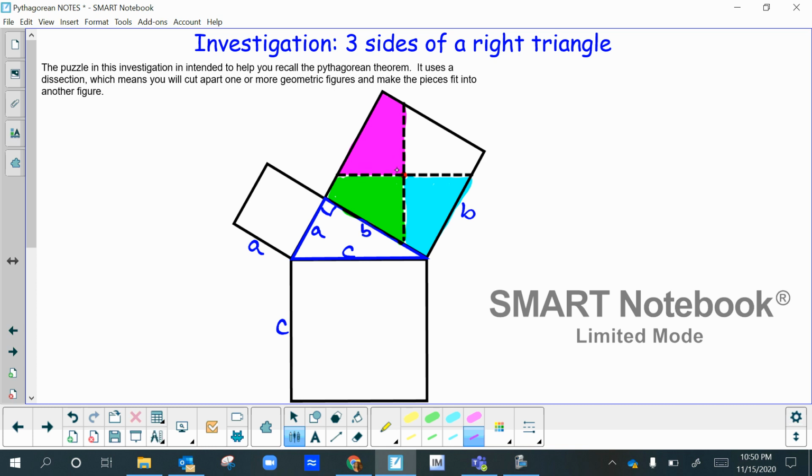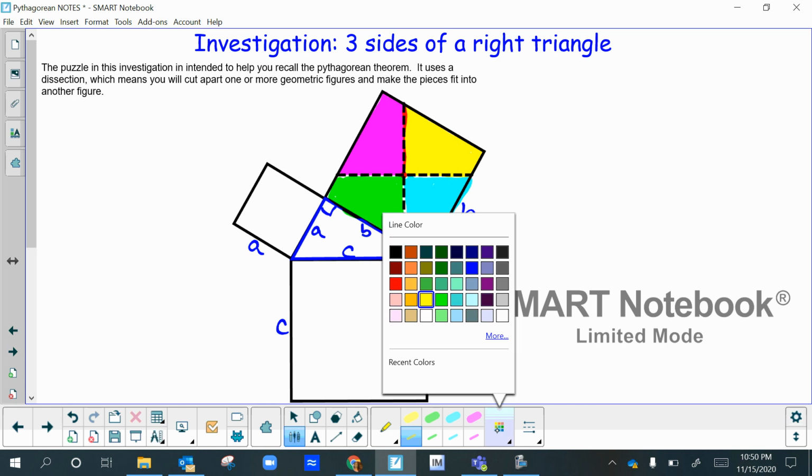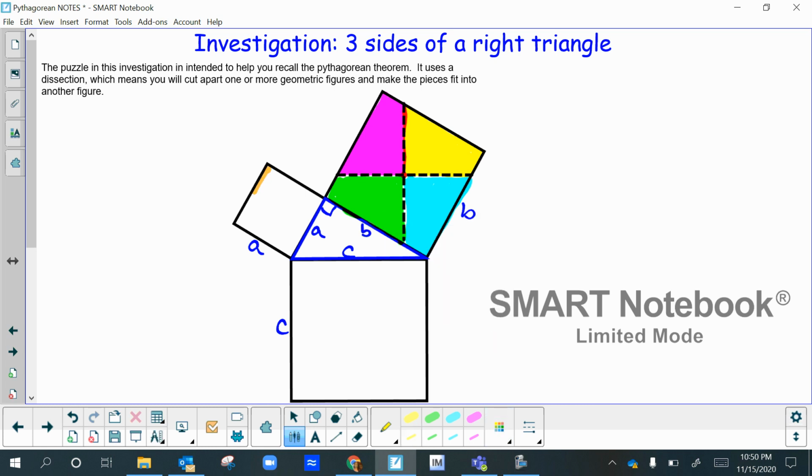And you can use your colors or highlighters to work with this as well. So color this 3 different colors. Okay, and actually I need a 4th color, so we'll color this one orange. Because remember, A squared plus the B squared has to be able to fit into the C squared.